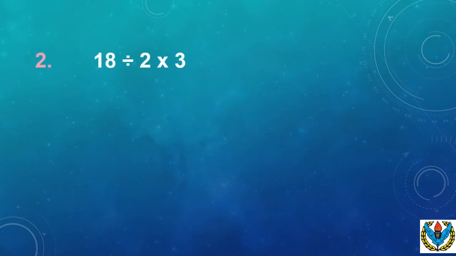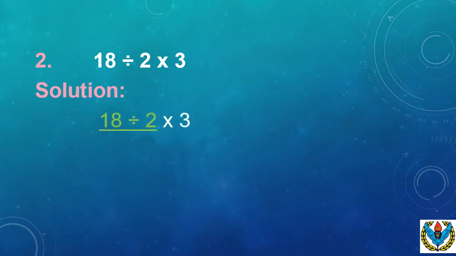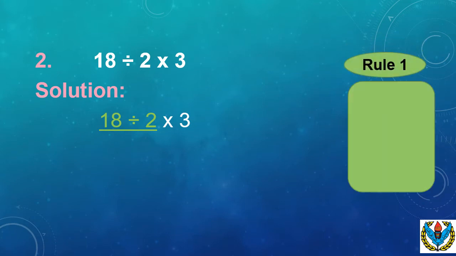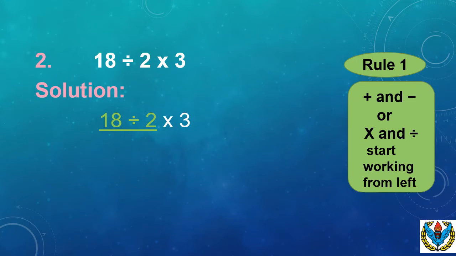Now moving towards example number 2, 18 divided by 2 multiply 3. Let's see the solution. Here there are 2 operations only, division and multiplication. And by rule number 1, if there are 2 operations in any question, addition and subtraction or multiplication and division, as in this example we have 2 operations, multiplication and division, so we can apply rule number 1, and according to this we have to work from the left side.